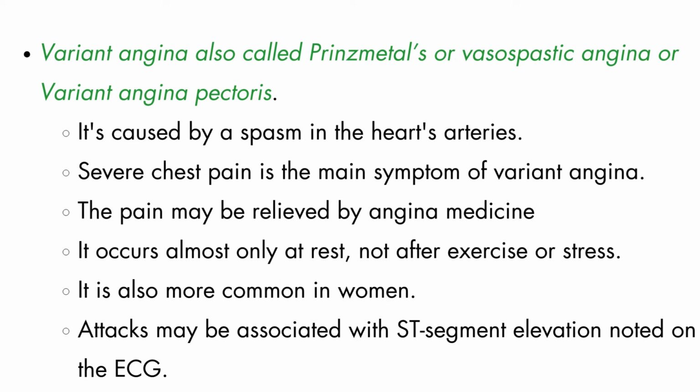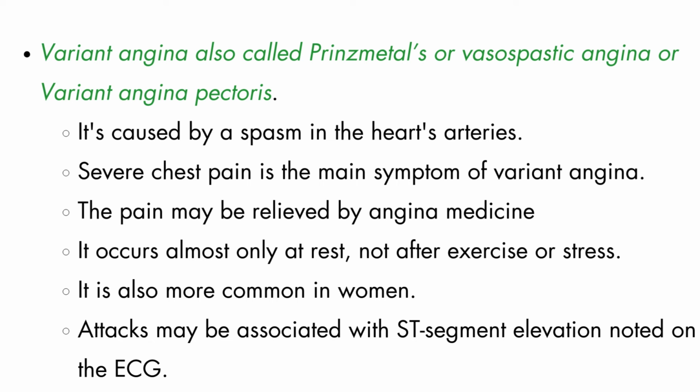Next is variant angina. It is also called Prinzmetal or vasospastic angina or variant angina pectoris. It is a rare condition. This type of angina is due to coronary artery disease. It is caused by a spasm in the heart's arteries. The spasm temporarily reduces blood flow. Severe chest pain is the main symptom of variant angina. It almost often occurs in cycles, typically at rest and overnight. The pain may be relieved by angina medicine.